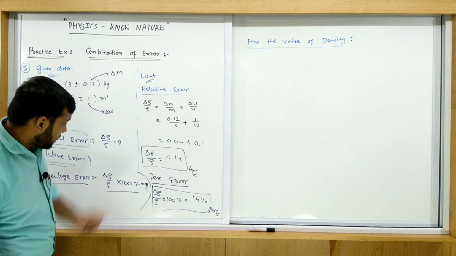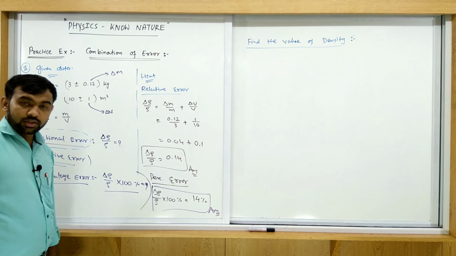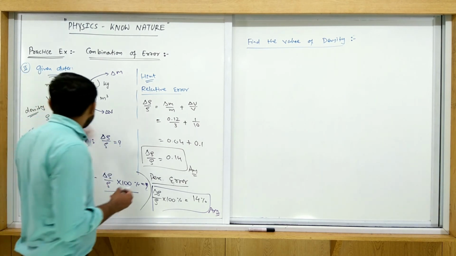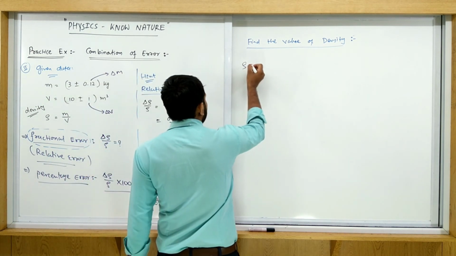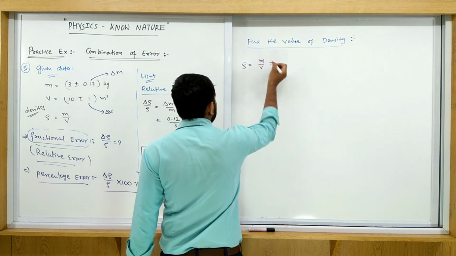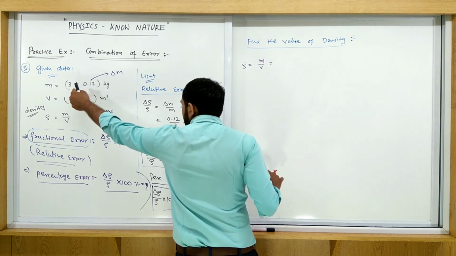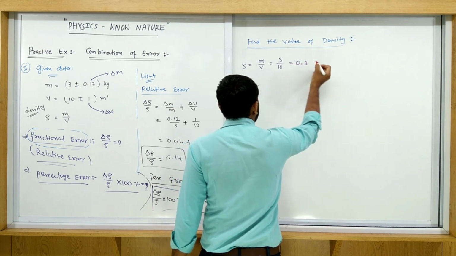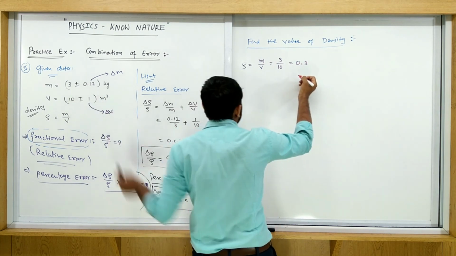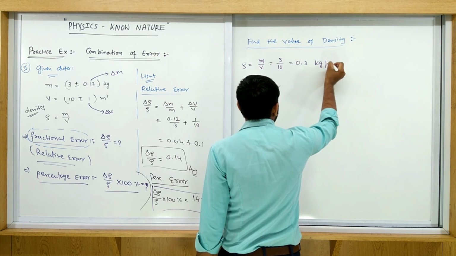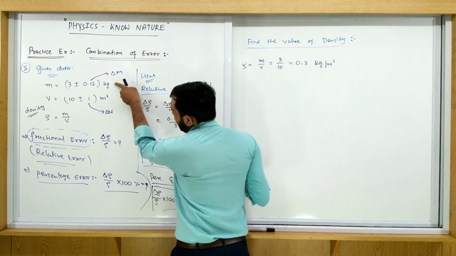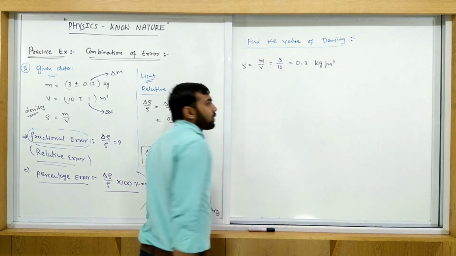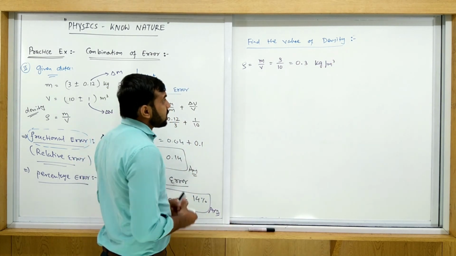In the same way, here we find the delta rho. We are not getting rho directly, so first let's find rho by using this relation. Rho is equal to m upon v. What is m? 3, and v is 10. So 3 upon 10, the answer is 0.3. 0.3 kg per meter cube. What is the unit of m? Kg. What is the unit of v? Meter cube. So kg per meter cube. Okay, this is the rho.